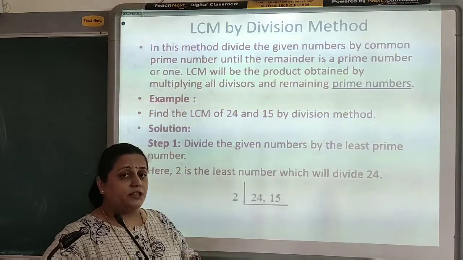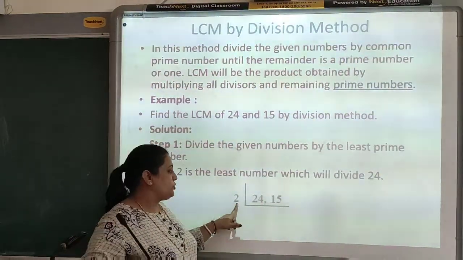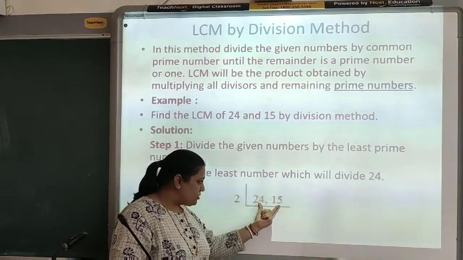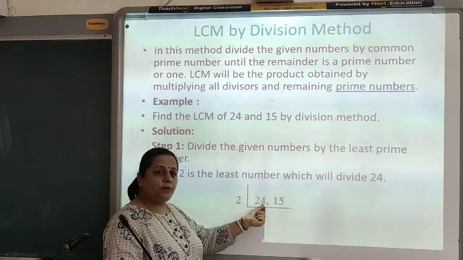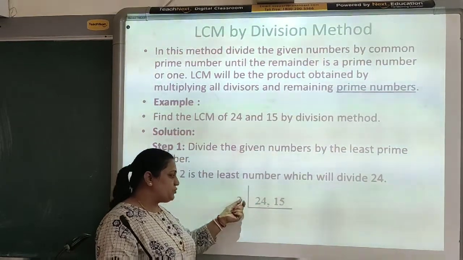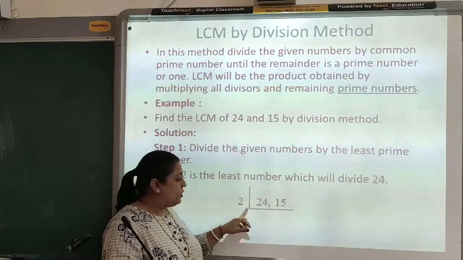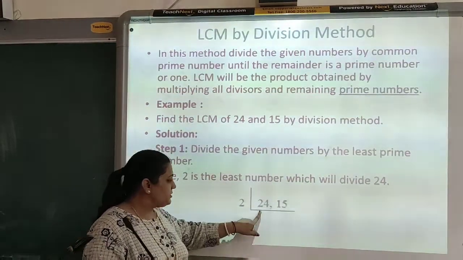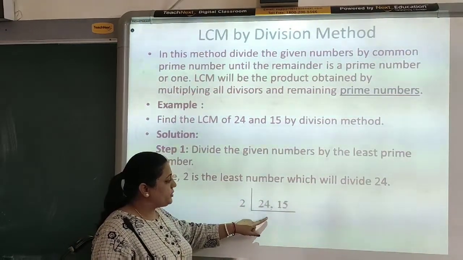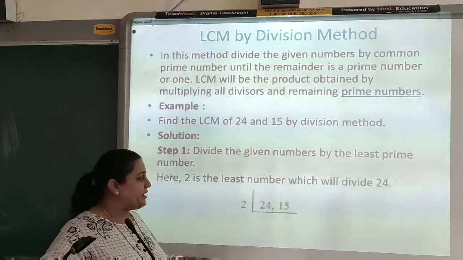In the last lecture we saw that 2 is the smallest prime number. So we will start with 2. Now we have to check whether these two numbers are divisible by 2 or not. 24 has 4 in the unit place, so 24 is divisible by 2. But 15 has 5 in the unit place, so 15 is not divisible by 2. So we divide 24 only, and below this 24 we write down the quotient, and the number that is not divisible we carry as it is.